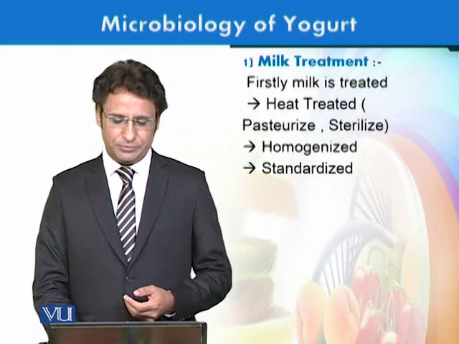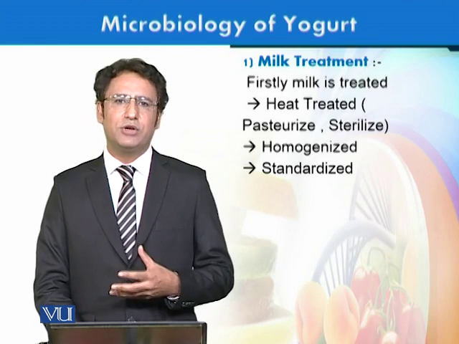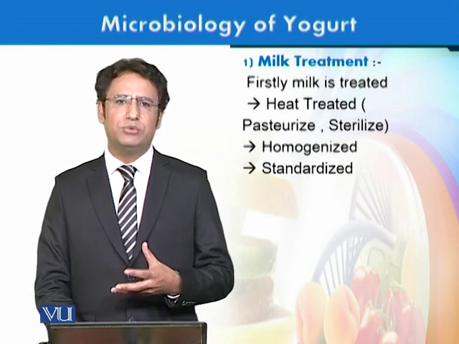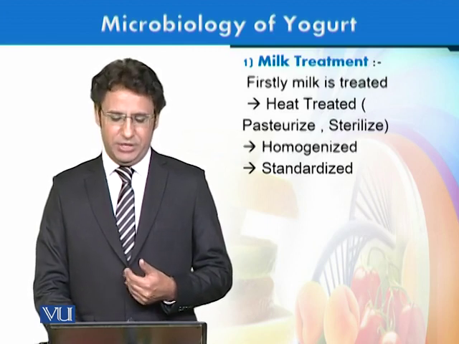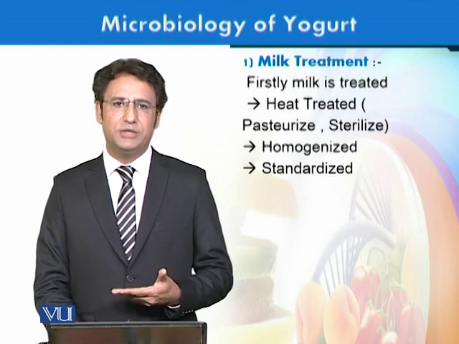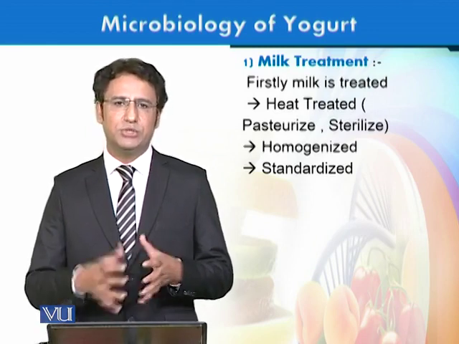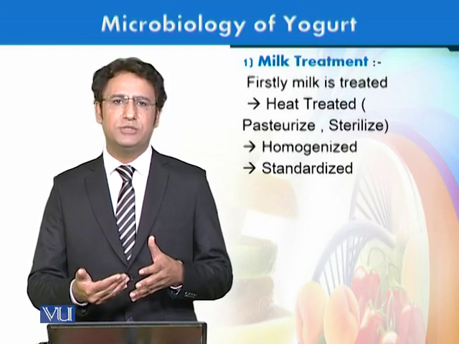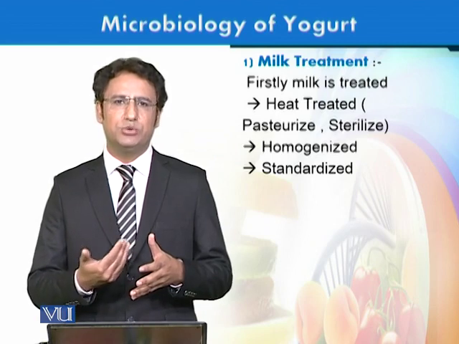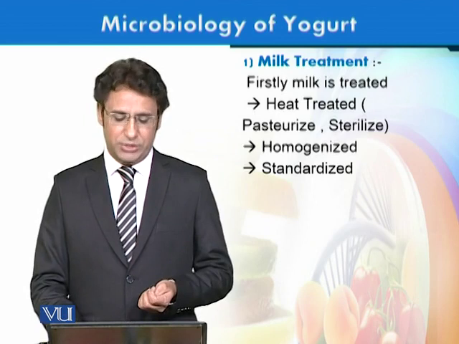So milk treatment, as we said, if we have to have a controlled fermentation process, we need to control the initial load of microorganisms. So that is why the milk is first heat treated or pasteurized, or sometimes it can be sterilized, it is homogenized and standardized, so that we know the exact composition of milk. It is controlled, it is heat treated or sterilized, so that the other microorganisms do not show their activity during the fermentation process. So milk has to be treated.